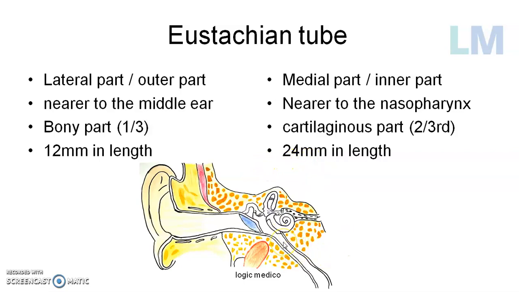So outer part, why it is bony? When it is close to bone, that is the petrous part of temporal bone, it should be bony. The inner part, why it is cartilaginous? When it is closer to the soft tissue, nasopharynx, it should be soft. So thereby the logic, the outer 1/3 is bony, the inner 2/3 is cartilaginous.